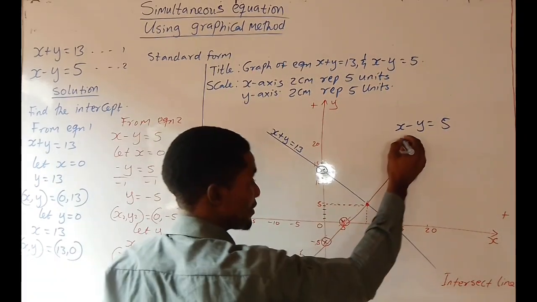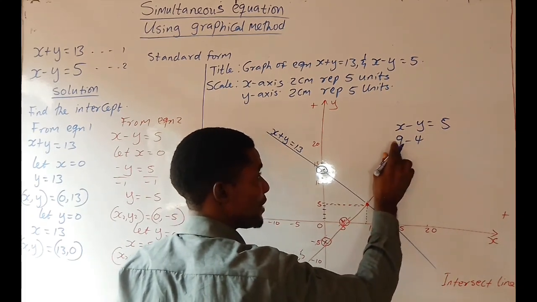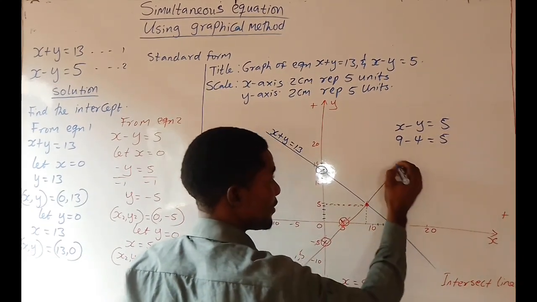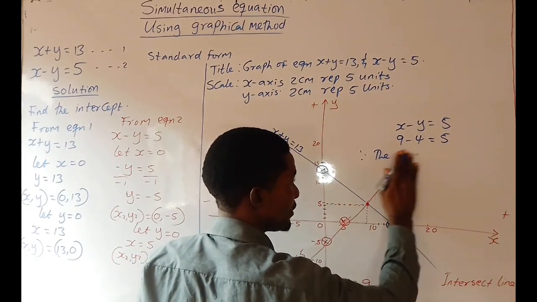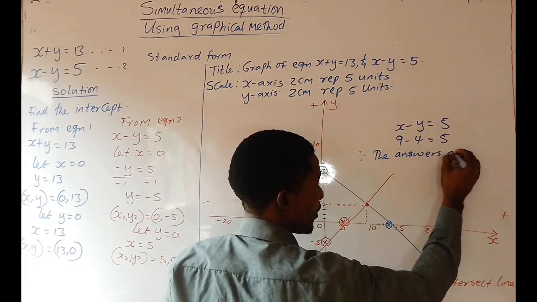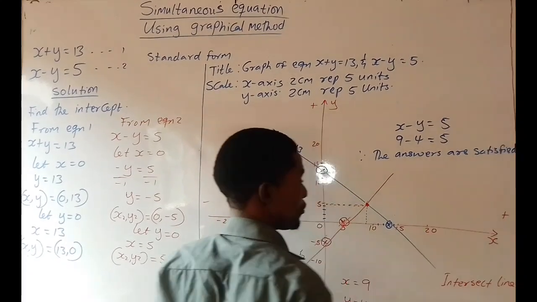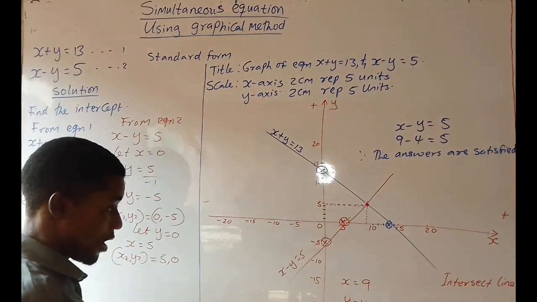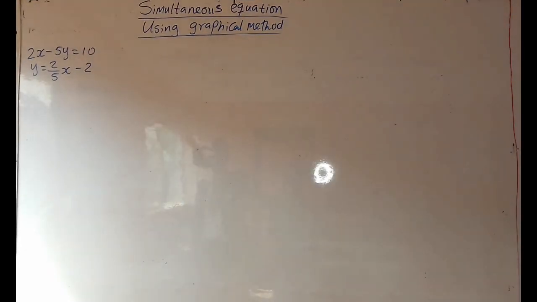Now what is our x? My x is 9 and my y is 4. So 9 minus 4 equals to 5. Therefore, the answers are satisfied. So this shows that our answers are correct.